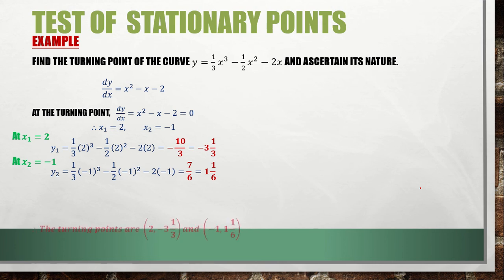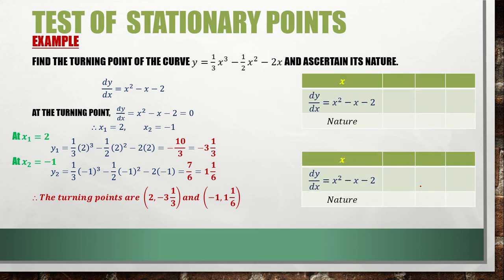So the turning points, basically, you'll find that the turning points are 2 and -3 and a third, and -1, 1/6. Those are the turning points. Now we have to ascertain the nature of each of these 2 points. That's why we come up with 2 tables, similarly to what we had previously. So the first table is at x equals 2. The second one is at x equals -1.